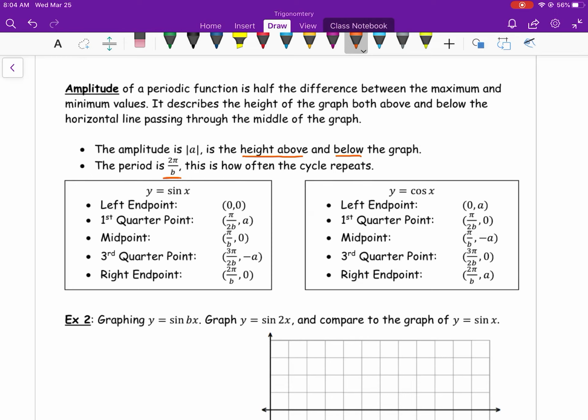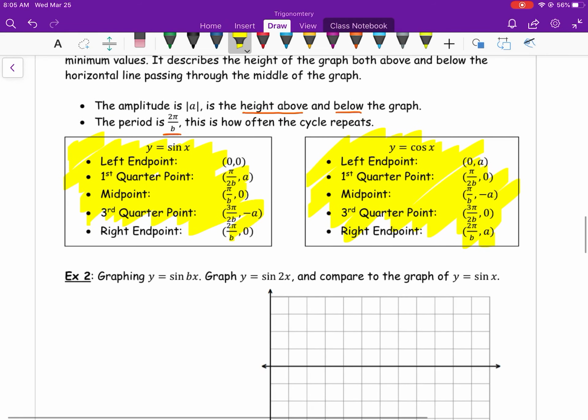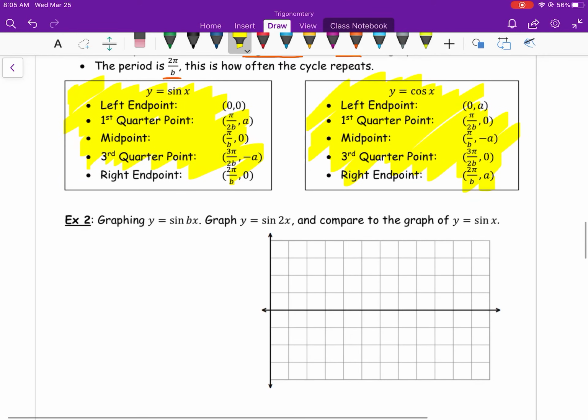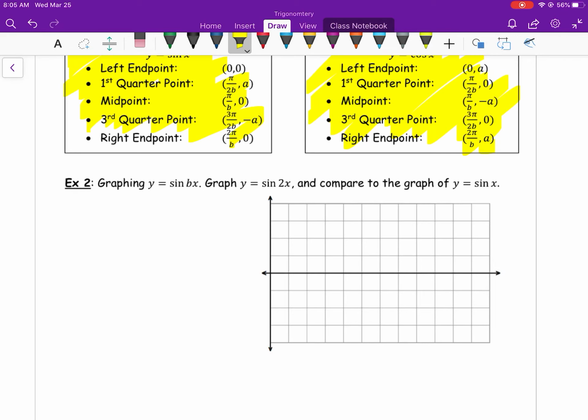I would copy this down on a sheet of paper somewhere. These two things are how we're going to graph everything. So once we get this, it's super easy, just a matter of plugging it in. It's tedious, but it's not too bad.